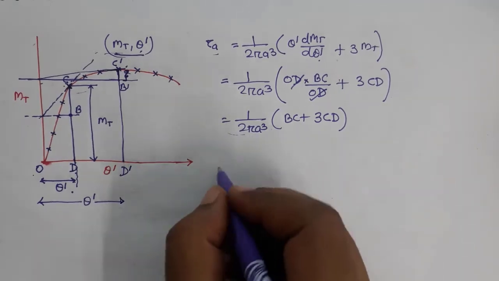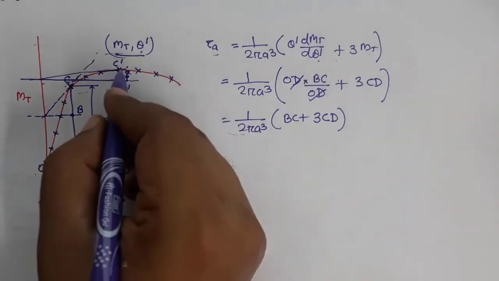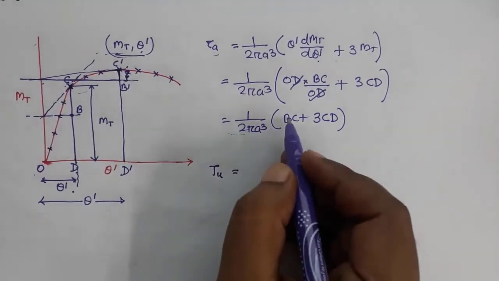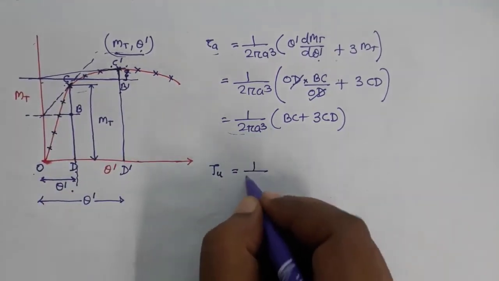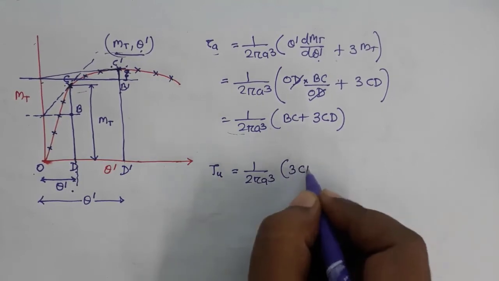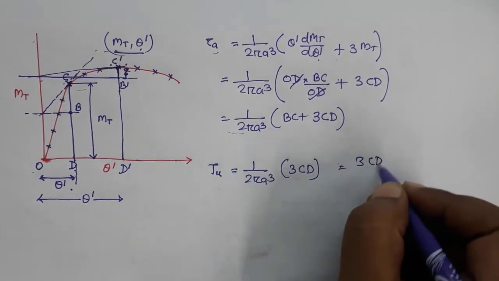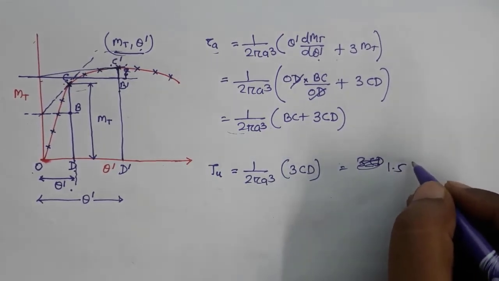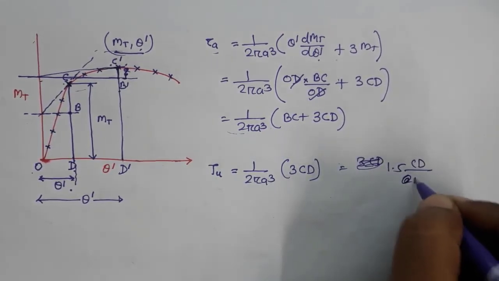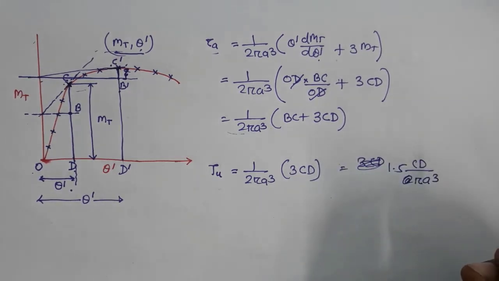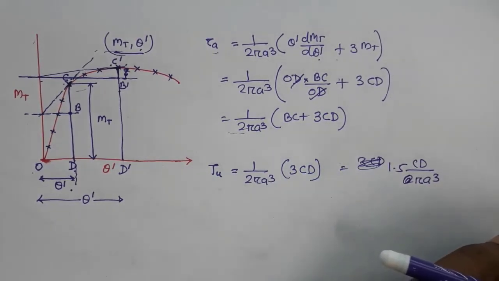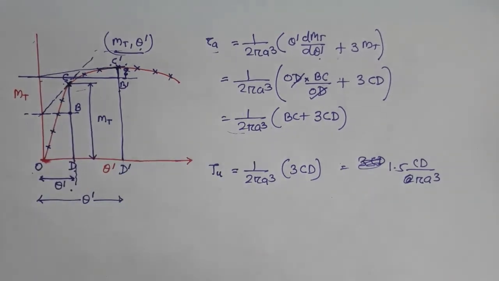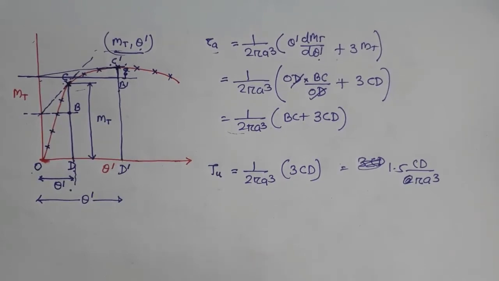The maximum value of shear stress which you can get at this point can be given simply, because at the maximum point this slope is equal to 0. So B dash C dash will be 0. So you will simply have 1 by 2 pi A cube into 3 CD, or 1.5 into CD divided by pi A cube. This will be the ultimate shear stress, the maximum shear stress, if you want to call it that. This is the calculation for the non-linear part, so for the plastic part.